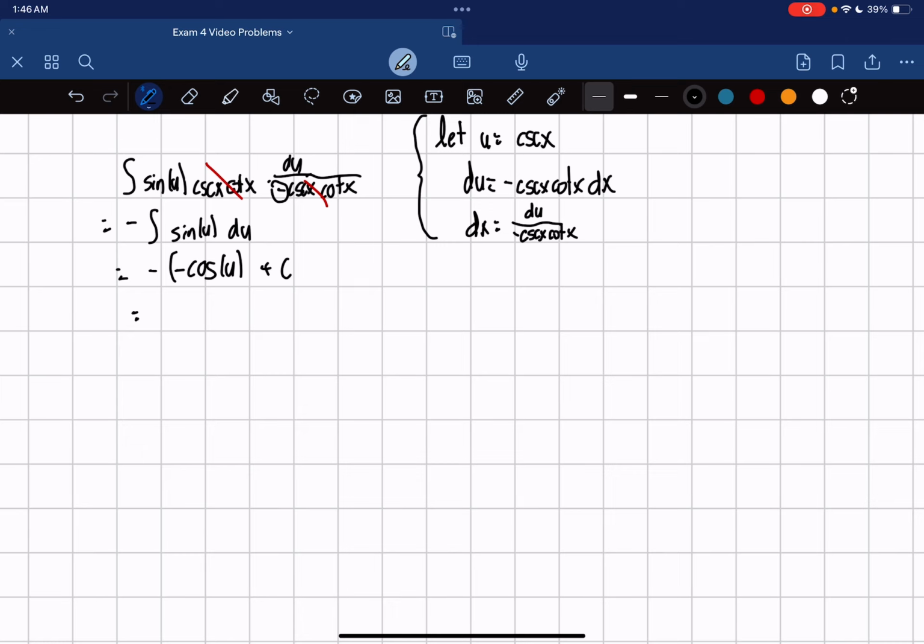We can then pass this negative, which will turn it into a positive: cosine u plus c. Finally, we'll put u back into the formula: cosine of cosecant x plus c. Then this is our final solution.